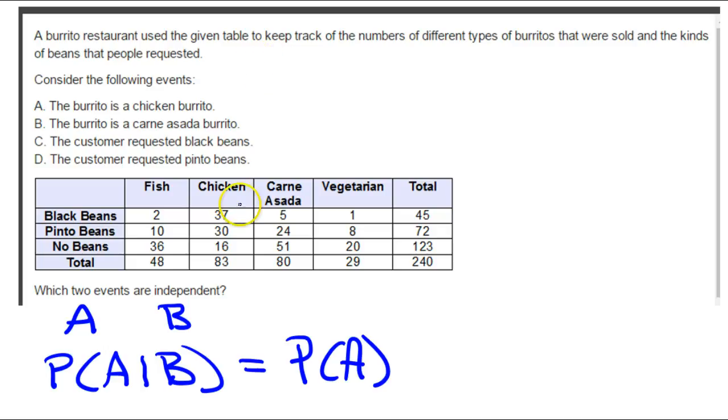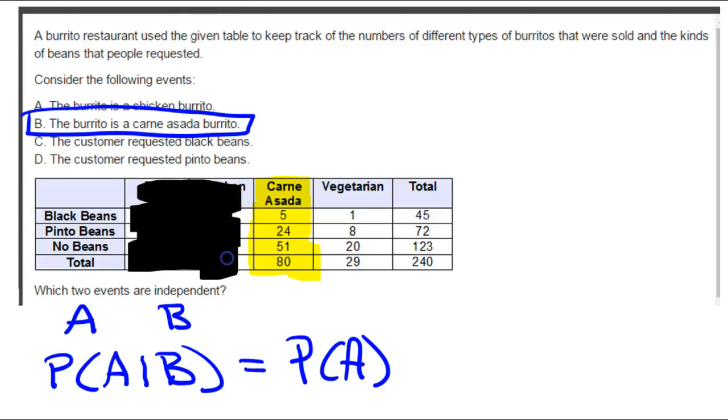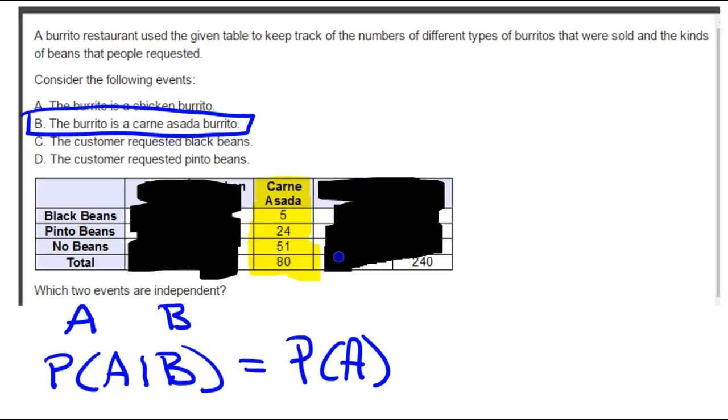All right, so we need to figure out the probability of A given B. So B is the burrito is a carne asada burrito. Okay, so if we're going to be given this, we're given the burrito. Okay, that means we're given that we're definitely in this column right here. This is what we're given. That means that the rest of it doesn't matter. Okay, so we can forget about these numbers over here. We can forget about these numbers over here. This is the universe. It's what we're given.